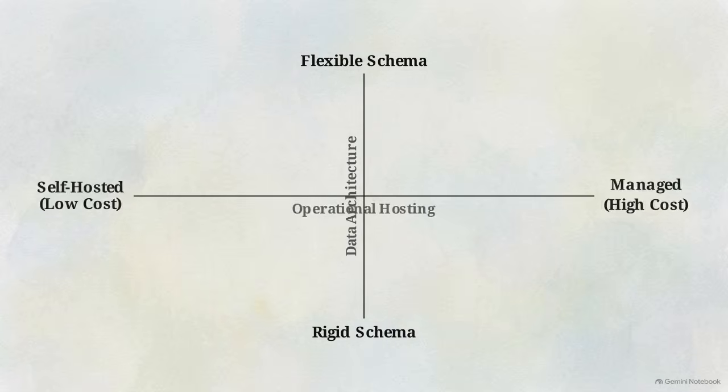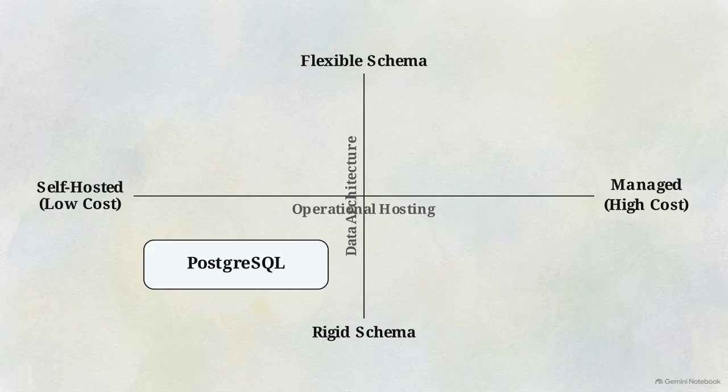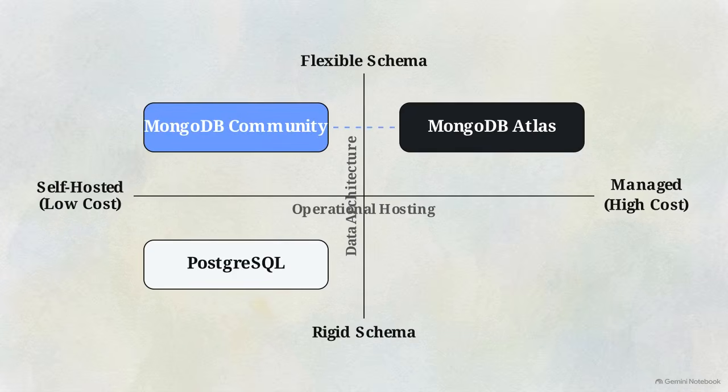To evaluate where MongoDB fits, look at this matrix mapping out two distinct choices: data architecture flexibility and operational hosting cost. On the architectural axis, PostgreSQL represents a strict, rigid data schema paired with traditional hosting. MongoDB Atlas gives you a highly flexible architecture, but places it in a fully managed, high-cost cloud environment. MongoDB Community Edition utilizes that exact same flexible data architecture, but moves it into a low-cost, self-hosted environment.